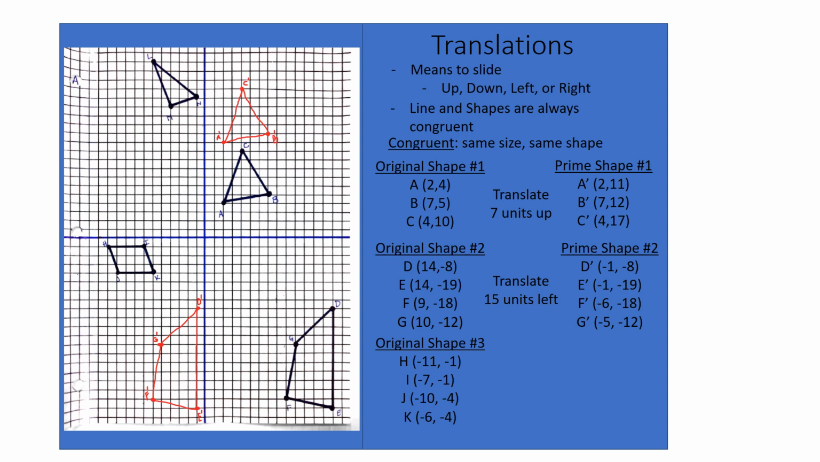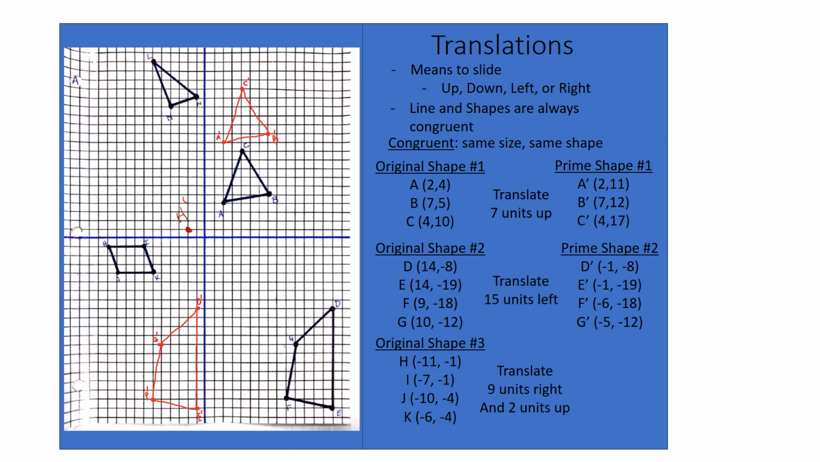Now, for this shape, we're going to start by putting our pencil on the first point, which is H. We're then going to go 9 units right. So we count 1, 2, 3, 4, 5, 6, 7, 8, 9. But we don't actually put a point. We go ahead and continue and go 2 units up. 1, 2. Then we can put our point and label it H prime.